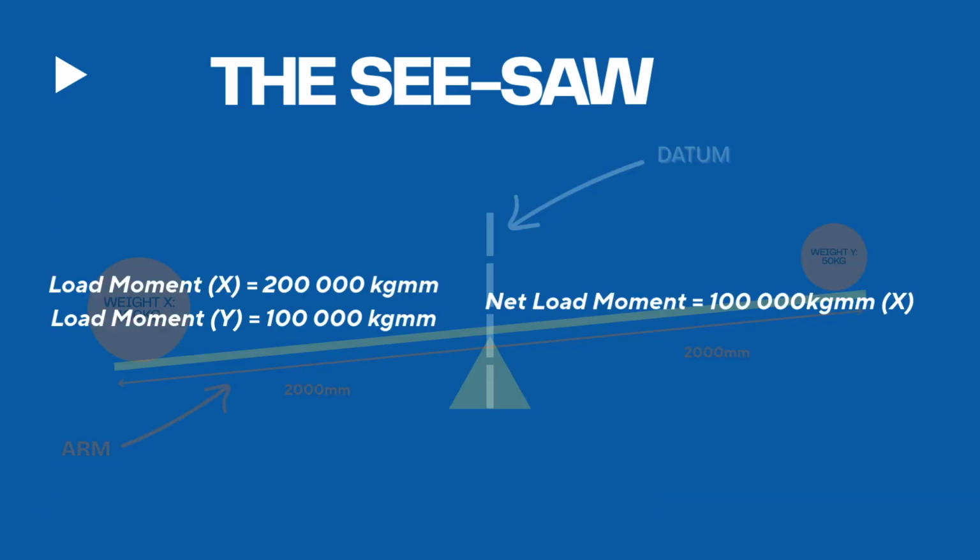So that means the net moment, the final resultant moment, will be the larger moment, subtract the smaller moment, which is 100,000 kilogram millimeters on X's side. So that's why the seesaw tips towards X, the side of weight X. That's how we fundamentalize it in mathematics.